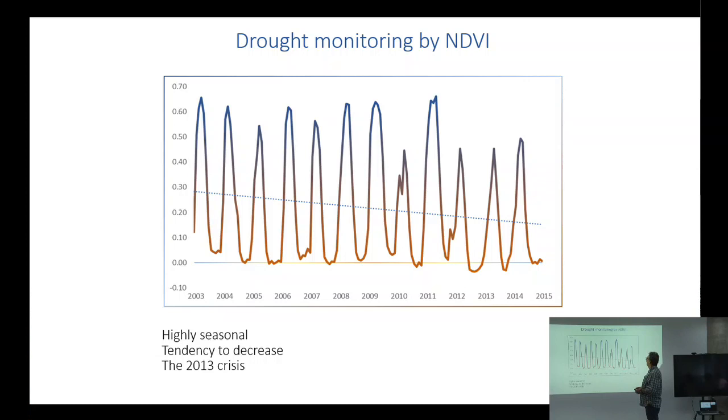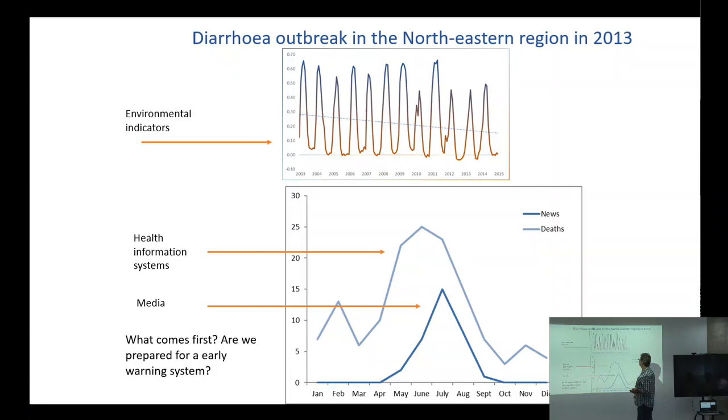We monitored the drought using these indexes. Maybe people know it, it's a vegetation index that has been decreasing for a long time in the Sertão, the inner northeast region of Brazil. And during this year, this very severe drought happened in the area. So at the end of this drought period, there was an outbreak of diarrhea, which was obviously captured, registered by the health information system, and also a media peak, some news about something strange happening in maybe 5 or 10 cities.